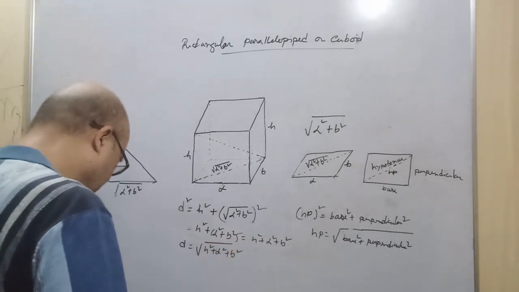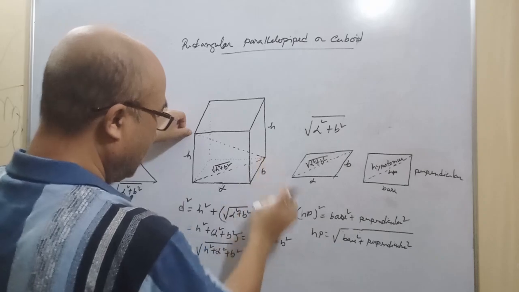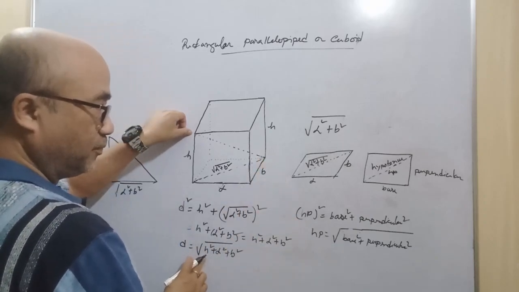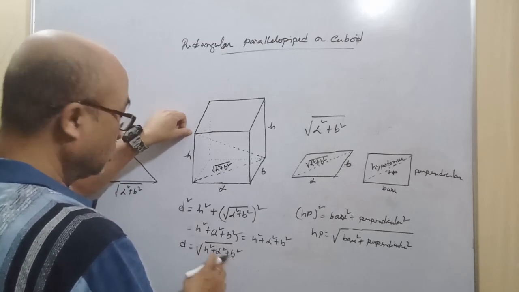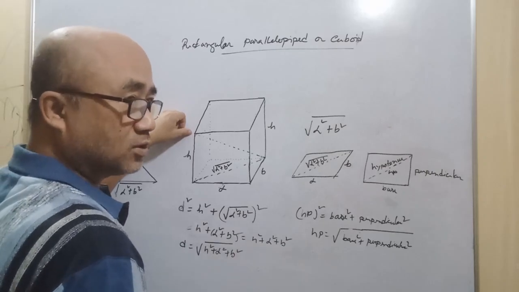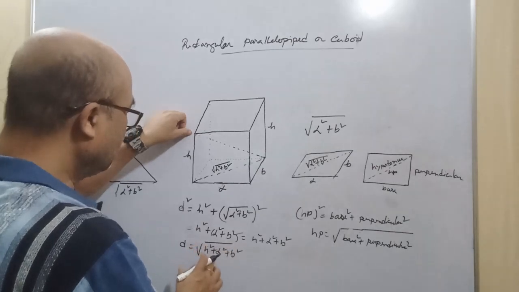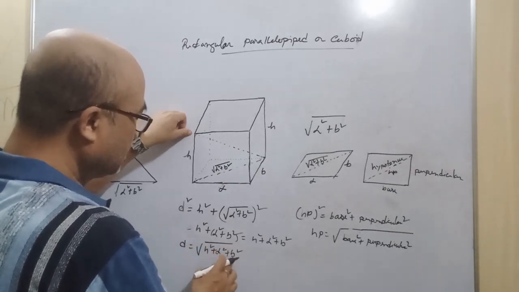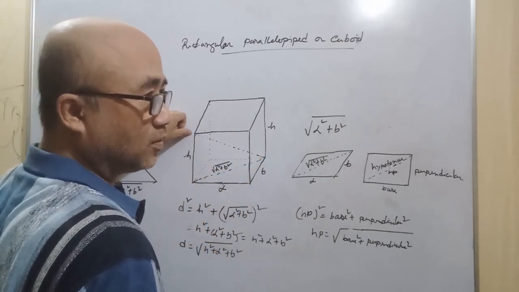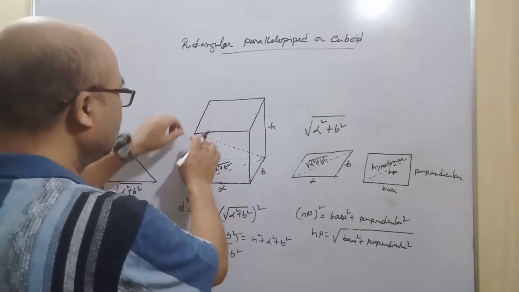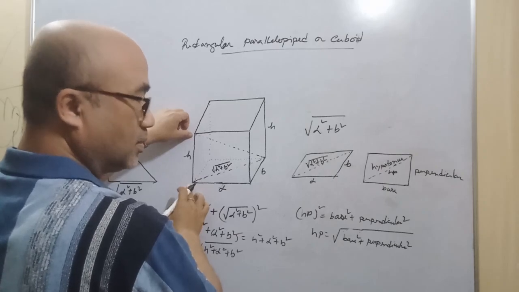So we get the value of this diagonal from one vertex to the opposite vertex as height square plus length square plus breadth square, then take the square root of the summation of all three. So square root of h square plus L square plus B square gives us the diagonal of the cuboid. Okay, any diagonal from one vertex to the opposite vertex.